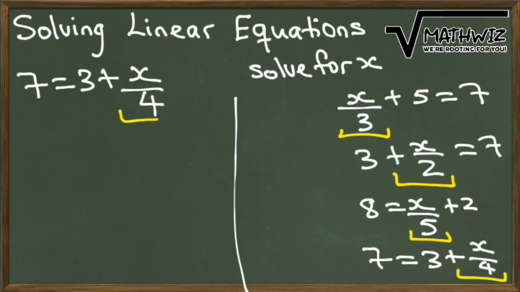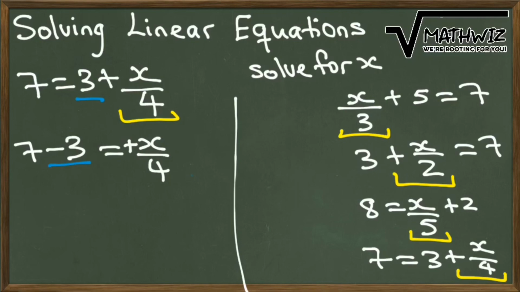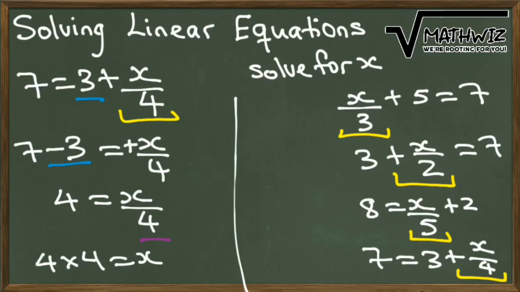So again, you have the 4 different ways it can come. So the 3 which is added, when you take it across, you are going to subtract. And 7 minus 3 is 4. So the 4 which is divided, when we take it across, we will multiply. And 4 times 4 is going to give us 16.